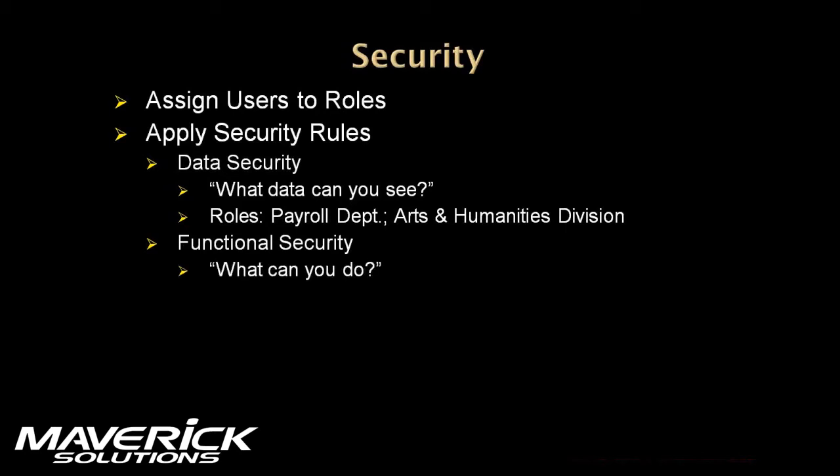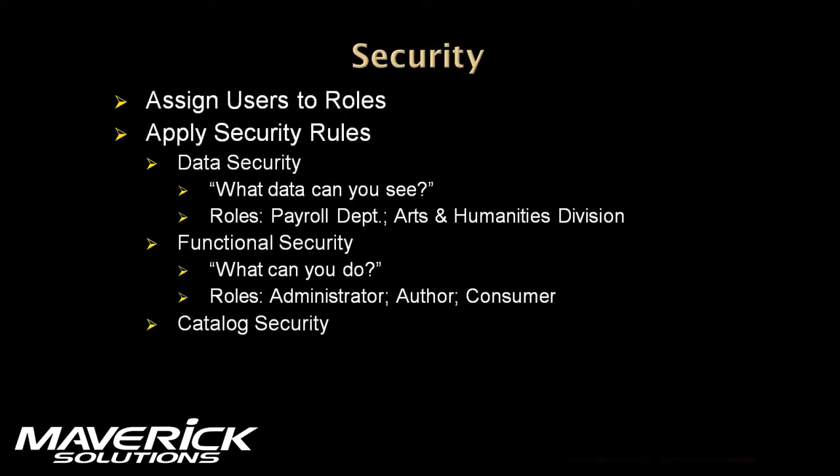Second type of security, functional security. This is what I like to call the what can you do in the system. Are you someone who can create new reports? If so, you're someone that we probably call an author. Or you might be a member of the consumer role, so that you can only view results shown on reports or dashboards that other people build. So functional security, what functional privileges have you been granted?